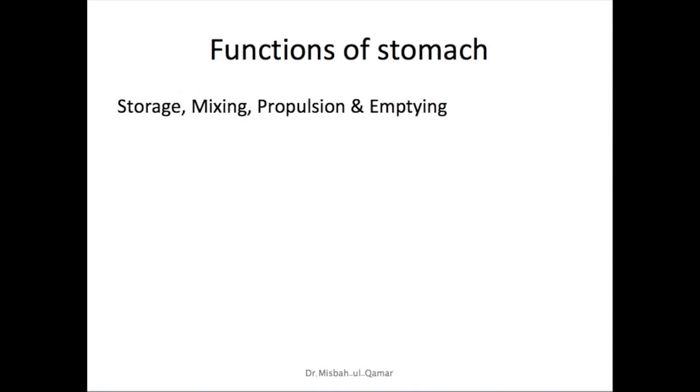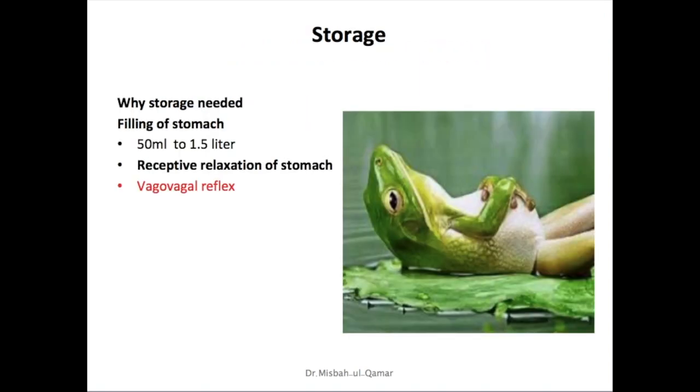Three important motor functions are performed by the stomach: storage of food, mixing and propulsion of food, and slow emptying of gastric contents, which are now called chyme, into the duodenum. Food is stored until it can be processed in the stomach, duodenum, and lower intestine.